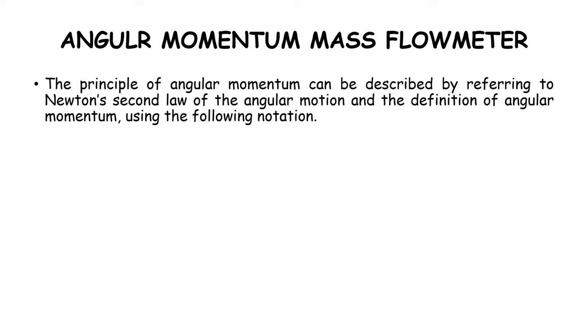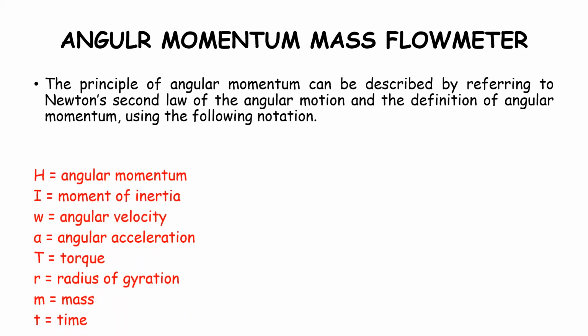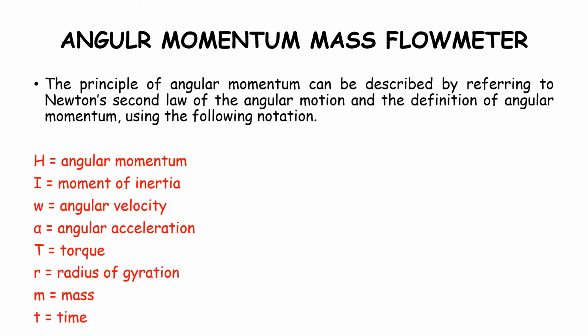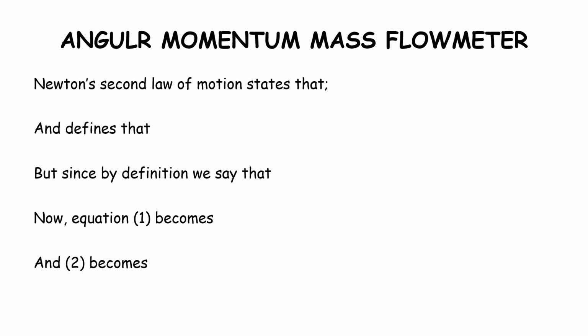The principle of angular momentum can be described by referring to Newton's second law of angular motion and the definition of angular momentum, using the following notation. H is for angular momentum, I is for moment of inertia, omega is angular velocity, alpha is angular acceleration, T is torque, r is radius of gyration, m is mass, and t is time. So moving on to the derivations, according to Newton's second law of motion, the expression is T is equal to I alpha, and it also defines that H is equal to I omega.